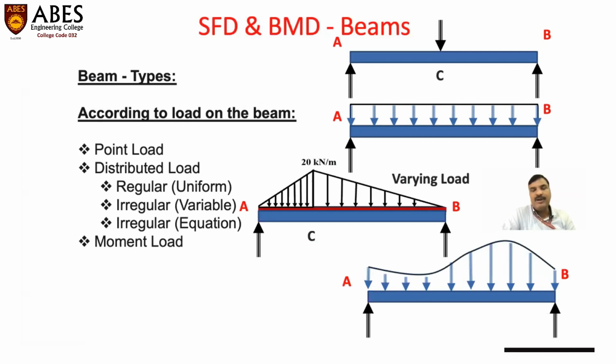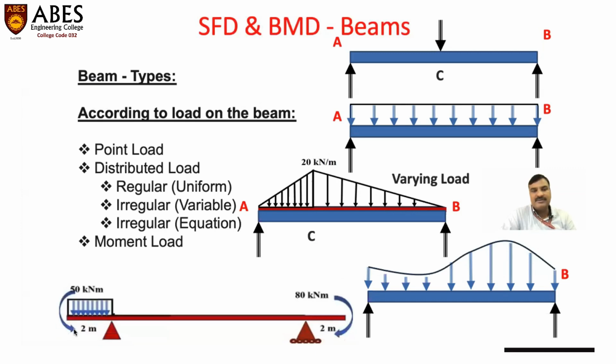You can have a moment load also. In this case, the example of this type of loading is this. This 50 kilonewton meter load is acting on the beam. It can act here, it can act here, it can act here, it can act anywhere on the beam. So this can be clockwise, this can be anti-clockwise, and so on.